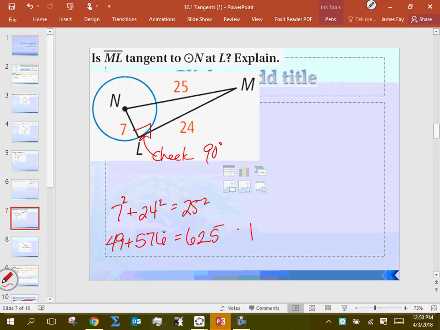Yeah. Take one of those away and put it into there. 50 plus 575 is 625, right? Okay. So that's a true statement. So is that a right angle? Yes, it is. Okay, so that's a tangent line, right?